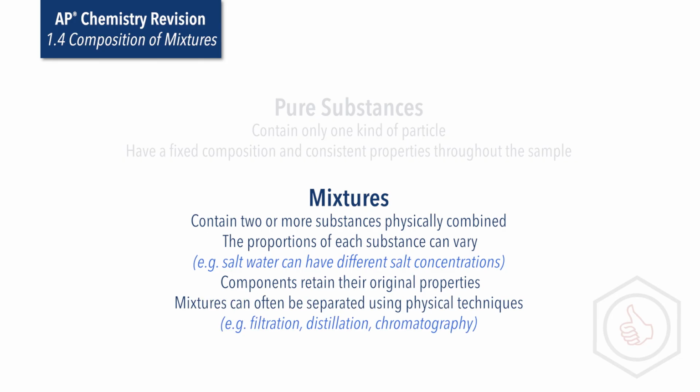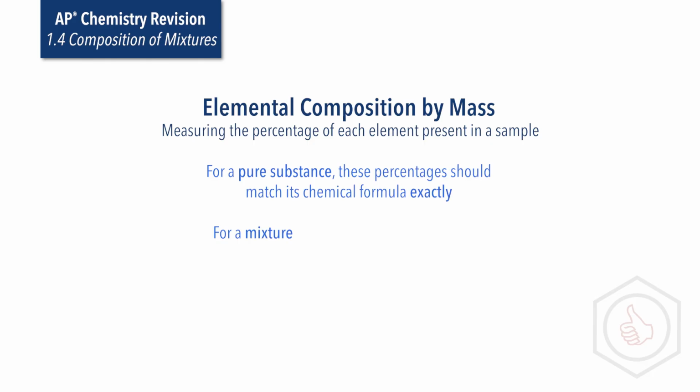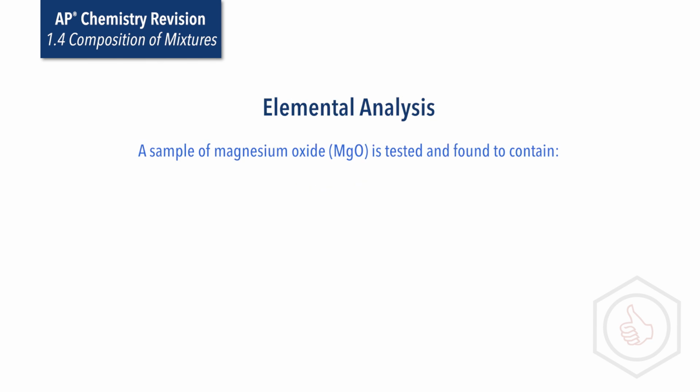For both pure substances and mixtures, we can analyze elemental composition by mass. This just means measuring the percentage of each element present in a sample. For a pure substance, these percentages should match its chemical formula exactly. For a mixture, the elemental composition will reflect the relative proportions of each substance present, and therefore can be different for different mixtures. For example, if a sample of magnesium oxide, MgO, is tested and found to contain 60.3% magnesium and 39.7% oxygen, we can check to see how pure this sample is.